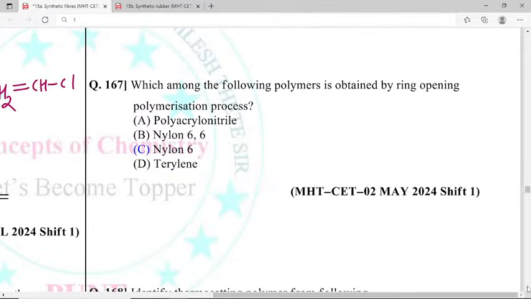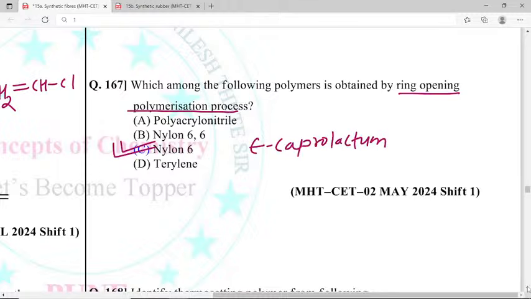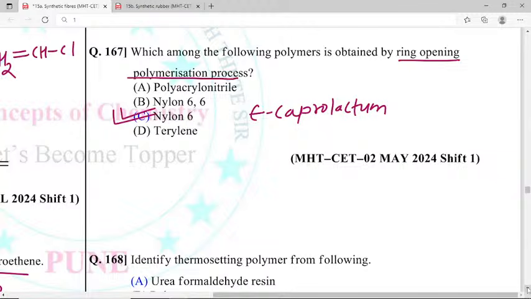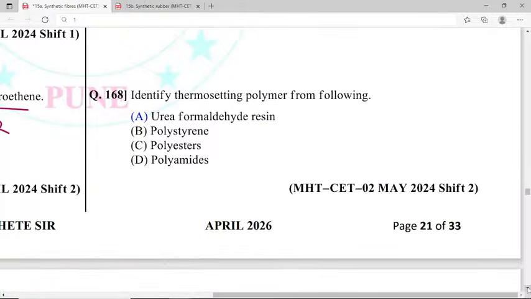Which among the following polymers is obtained by ring opening? Only one example, nylon 6, and epsilon caprolactam is the monomer used to prepare nylon 6. Whenever there is ring opening, nylon 6 should be there. Always remember this is a ring opening polymerization reaction.